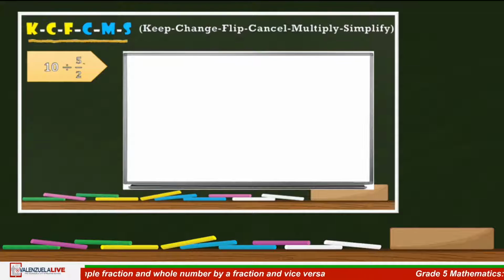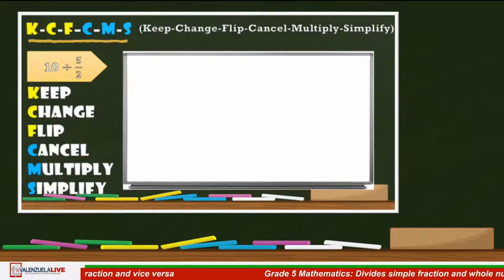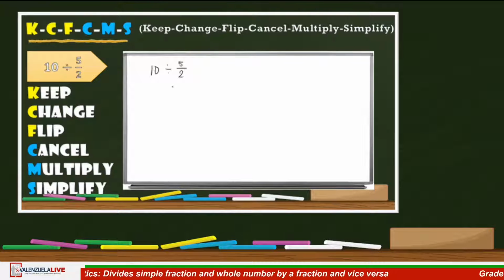Again, let's use the acronym KCF CMS rule. So, we're going to keep, change, flip, cancel, multiply, and simplify. Okay. So, let's rewrite first the given problem: 10 divided by 5 over 2. Let's skip the dividend. 10 is a whole number, so we're going to make this first as a fraction. We're going to rewrite this whole number as 10 over 1.